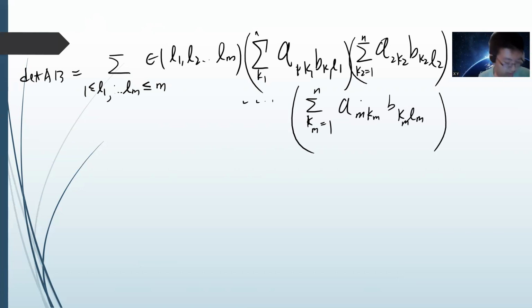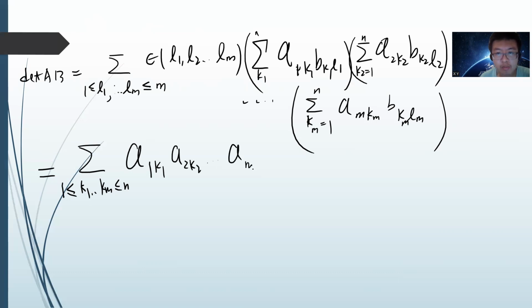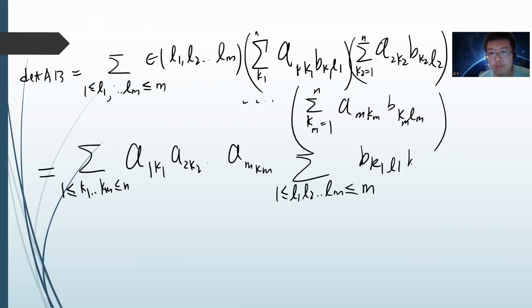Now you can expand it out and collect all the K, with K1 up to Km from 1 to N. You collect A out, so you get A1 K1, A2 K2 up to AM Km, and then collect each L. This is the only thing you can do, because the L indices only come from B: B K1 L1, B K2 L2 up to B Km Lm.